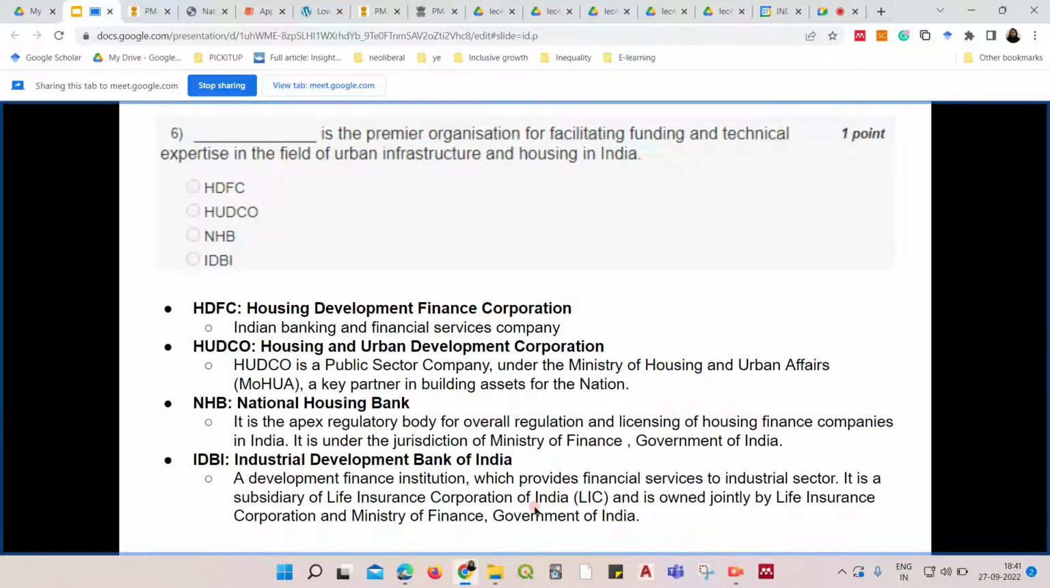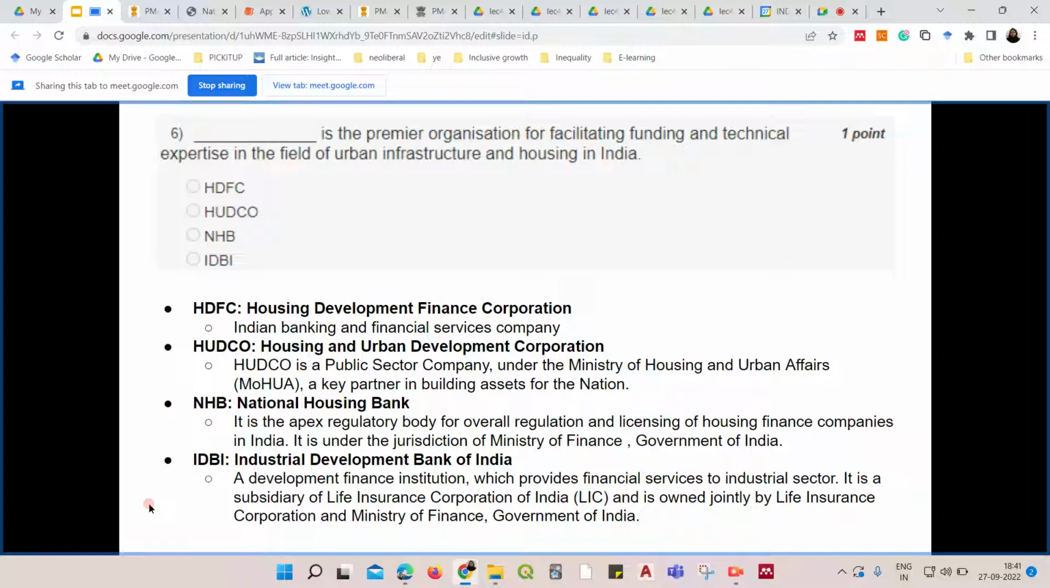So the next question is: Dash is the premier organization for facilitating funding and technical expertise in the field of urban infrastructure and housing in India. It gives you four different institutions, and it's asking which is the premier organization among these which facilitates funding and technical expertise for urban infrastructure. I'll give you a brief introduction to what these institutions are and what their role is, and based on that I think you'll be able to tell which is the correct answer for this question.